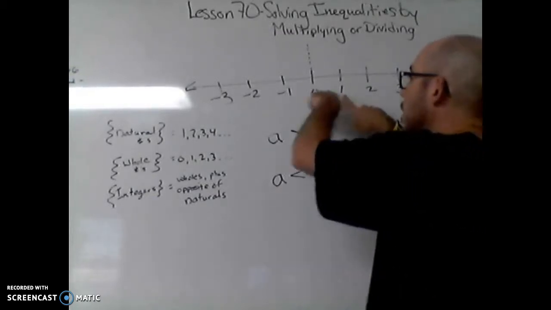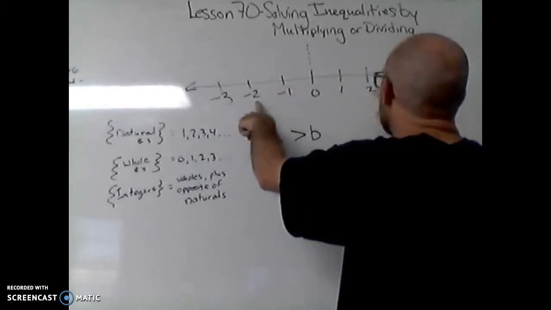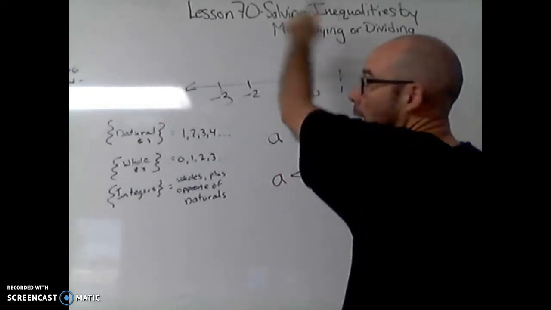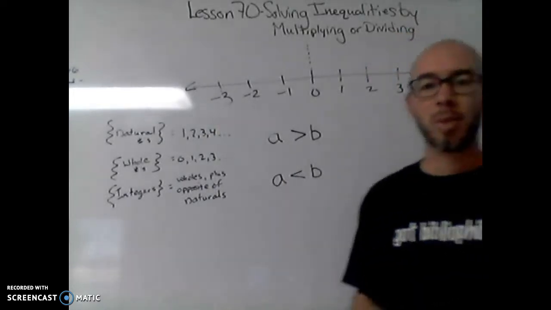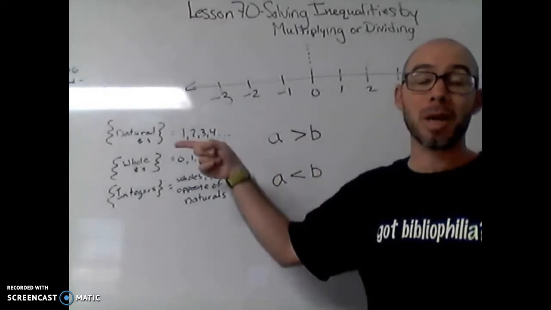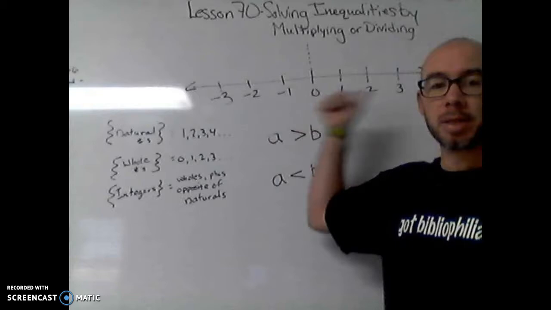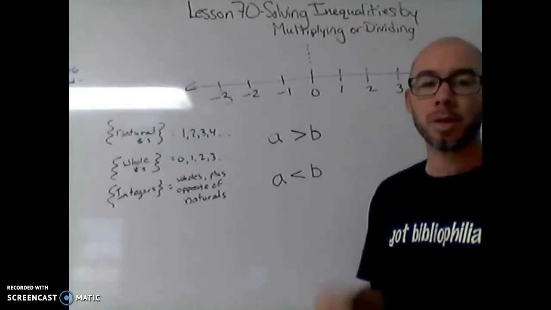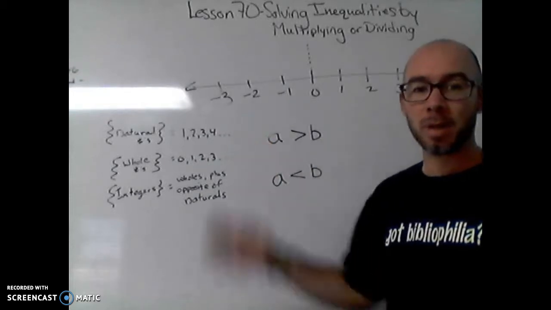The reflection of 1 over this line is negative 1. The reflection of 2 over this line is negative 2. The opposite of 3 is negative 3. It's still the same distance away from the origin, from 0, but it's the other direction. It's going in the opposite direction as our regular natural numbers. These are the opposites of the natural numbers, and that's what makes up the number line.